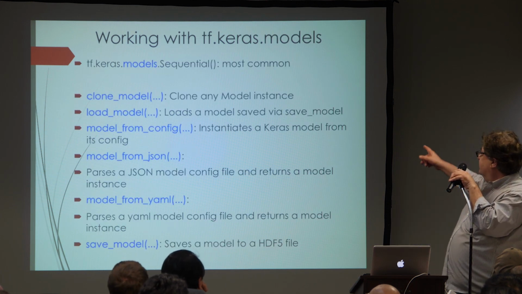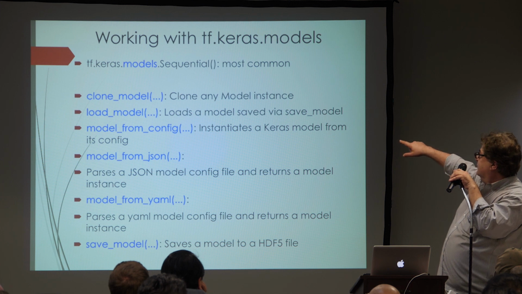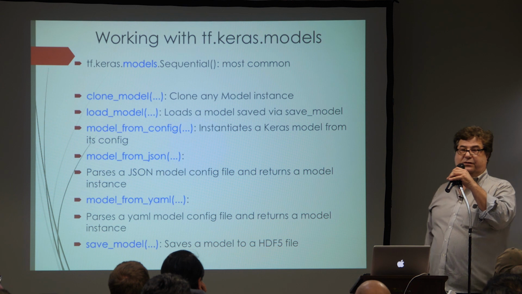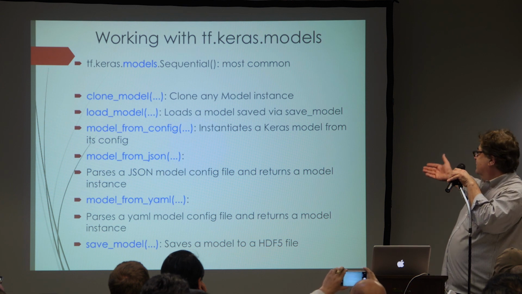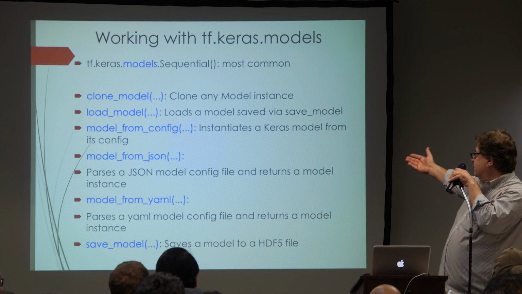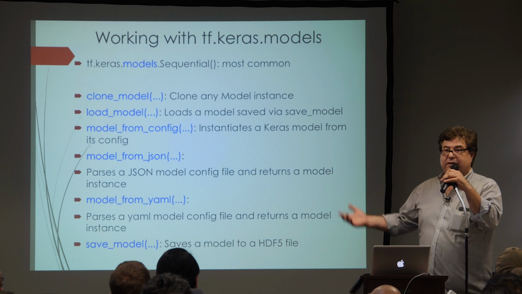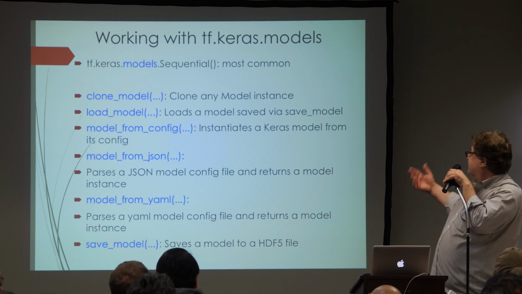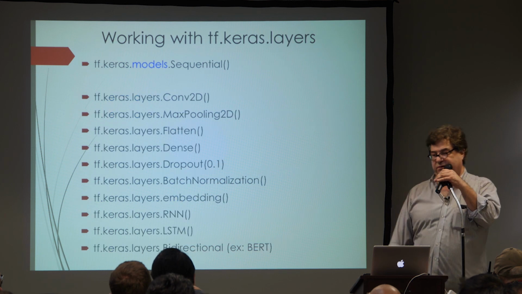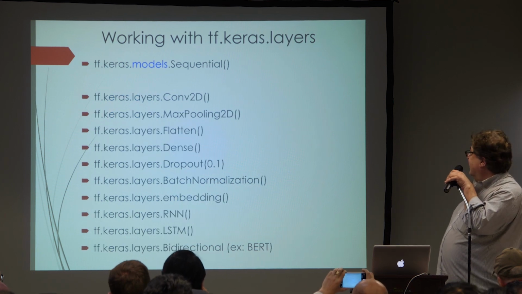So here's an example of the model, the Sequential model. And these are some of the things that you can do. For the most part, you'll probably be loading it and saving it, but you can also get it from JSON or from YAML if you want to. I haven't had occasion to do that yet, but it's good to know. And from a config file as well. So that's convenient.